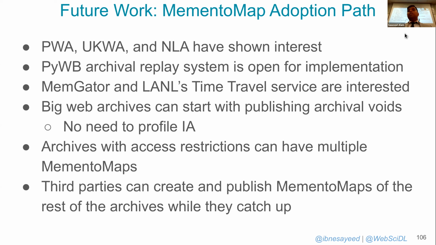Big web archives can start with publishing archival voids. Internet Archive doesn't have to, it's too big. Archives with access restrictions can have multiple Memento maps. Third parties can create and publish Memento maps of the rest of the archives while those archives catch up themselves. So this is what is next for the Memento map.